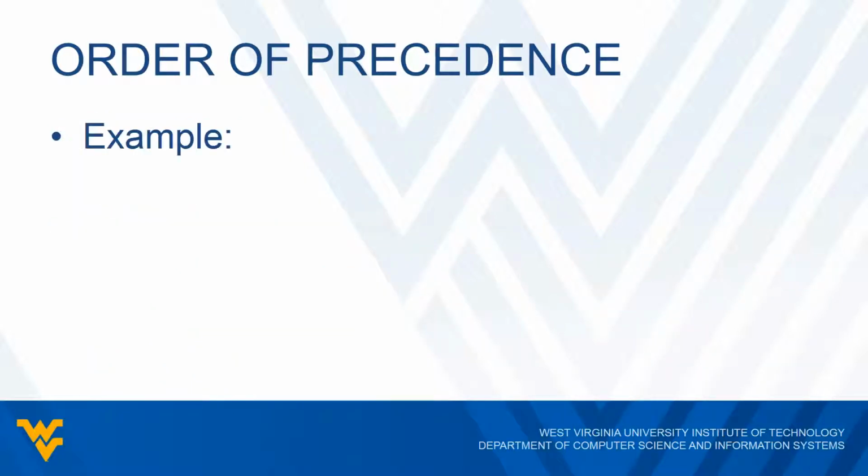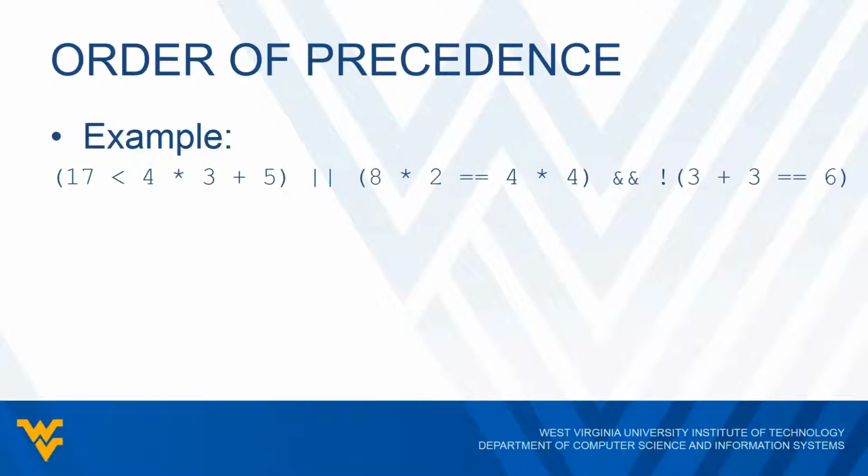So let's do an example here just to show how all this comes together. So here's a lovely expression. We have 17 less than 4 times 3 plus 5, or 8 times 2 is equal to 4 times 4, and not 3 plus 3 equals 6. So let's take care of each of these parts, and we'll try to do a couple of steps simultaneously just to save some space.